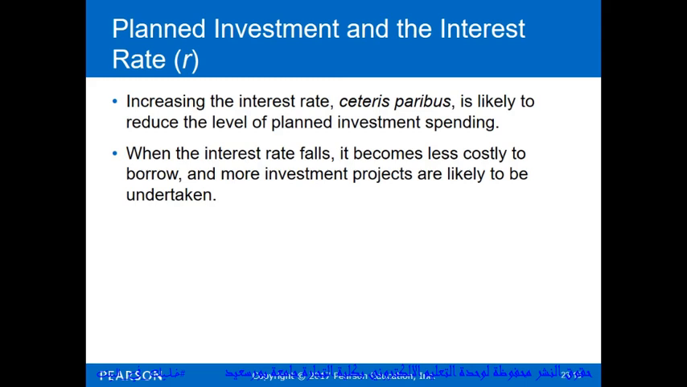Keynes suggests that the level of investment is mainly determined by the level of the interest rate. That is, increasing the interest rate, other things being equal, or ceteris paribus, is likely to reduce the level of planned investment spending. When the interest rate falls, it becomes less costly to borrow, and more investment projects are likely to be undertaken. So this is the reason why Keynes suggests a negative or an indirect relation between planned investment, I, and the interest rate.